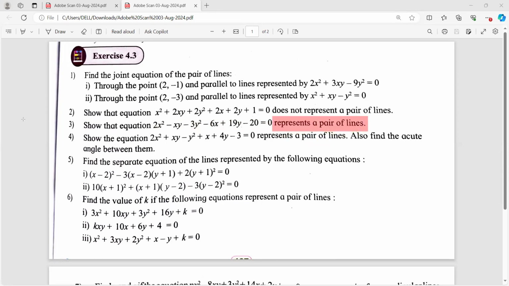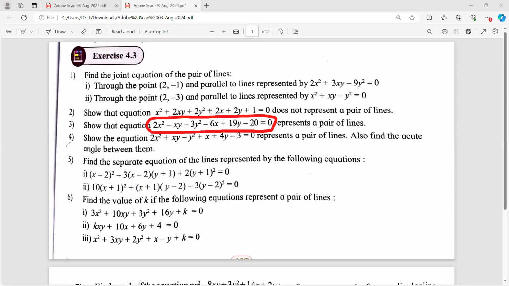Why? Because it is clearly understood that there is an x term and a y term. This is non-homogeneous. That's why this question arises. This question arises only because this equation which you have is a second degree equation in x and y.